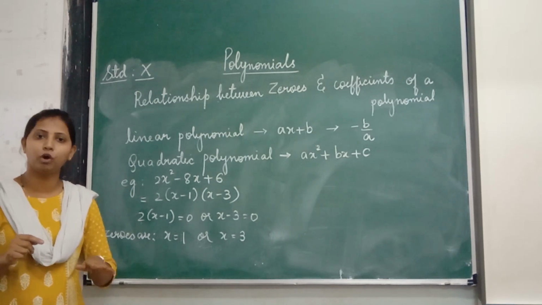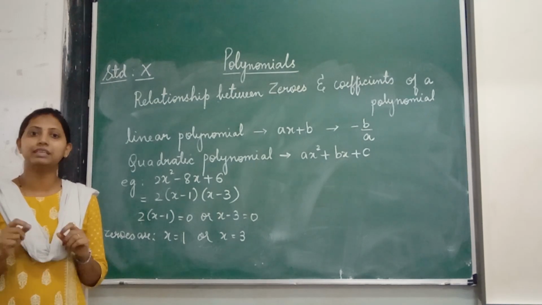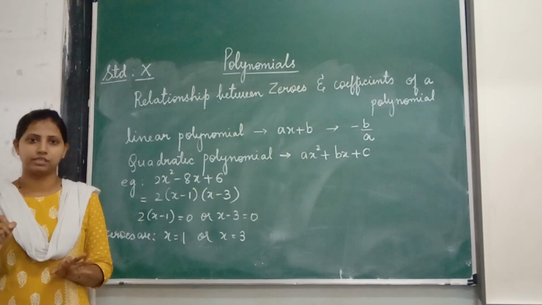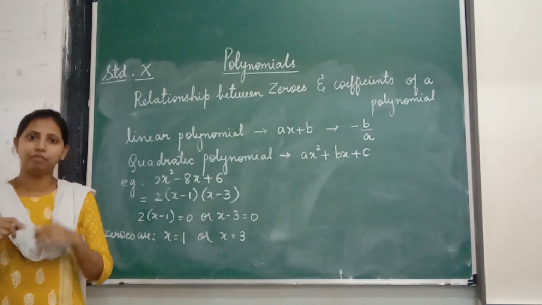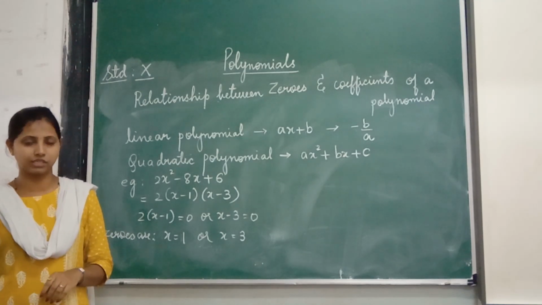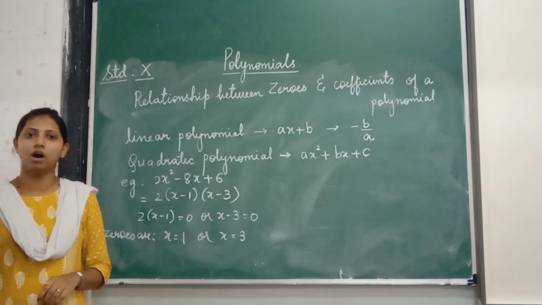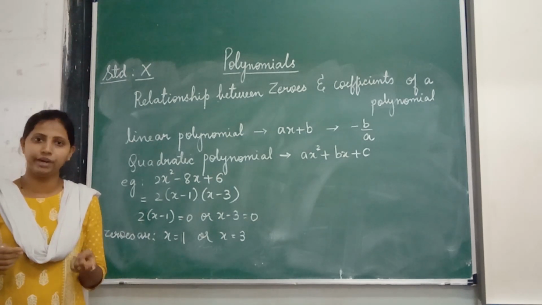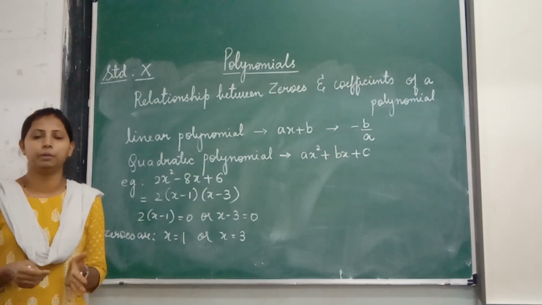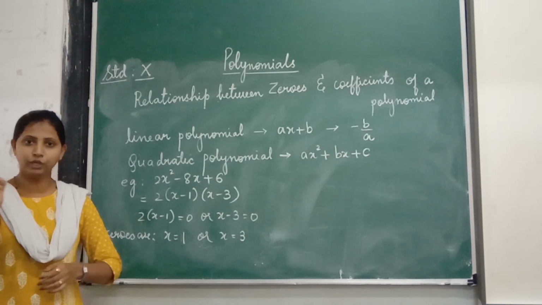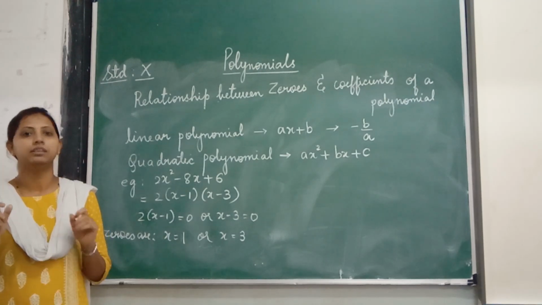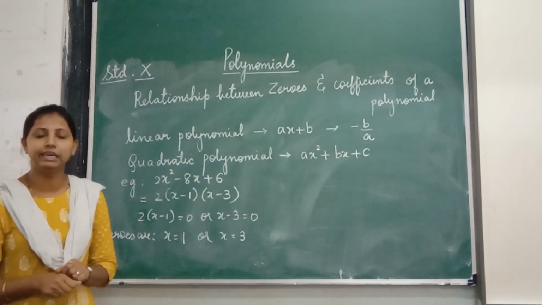Same thing with the cubic polynomial. A cubic polynomial can intersect the x-axis at most at three points, not more than that. It can have at most three zeros, three intersection points on the x-axis, or it may not intersect the x-axis, or intersect at one point, or at 2 points, or at 3 points. So the points of intersection of the graph with the x-axis determine its zeros. Okay, so we have studied till here.